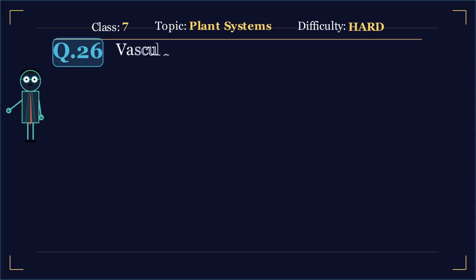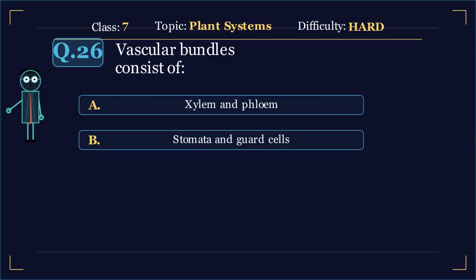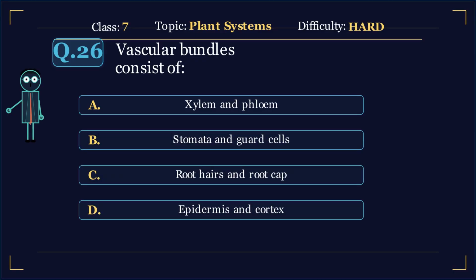Question 26. Vascular bundles consist of: Option A, xylem and phloem. Option B, stomata and guard cells. Option C, root hairs and root cap. Option D, epidermis and cortex.